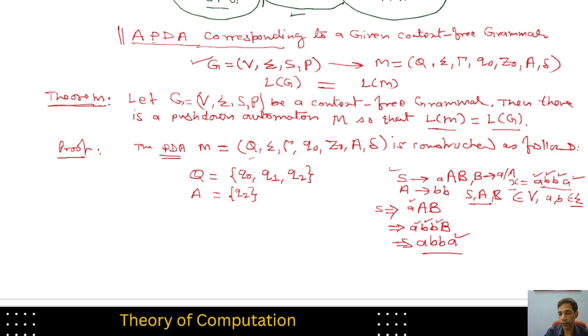Hence abba is in the language. So what we have done here is start from the start symbol S, and according to the production rules of this grammar G, we have replaced the S. Starting from S, we obtained AAB, and once you have the terminal symbol a, we see that in the input we have a, and here is also a. So this is a match.